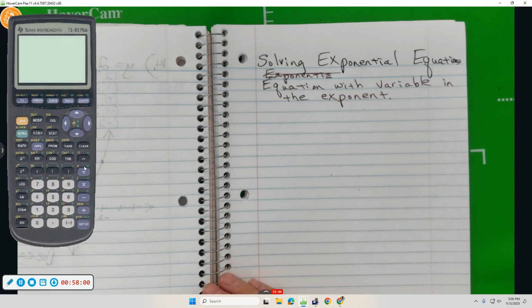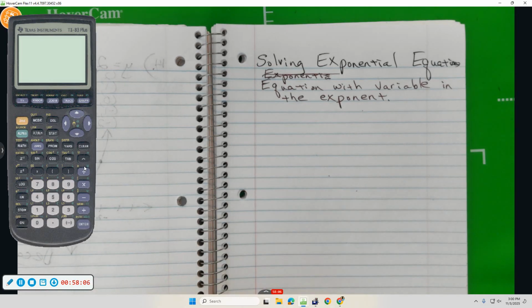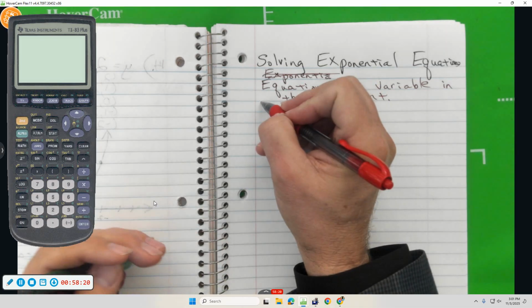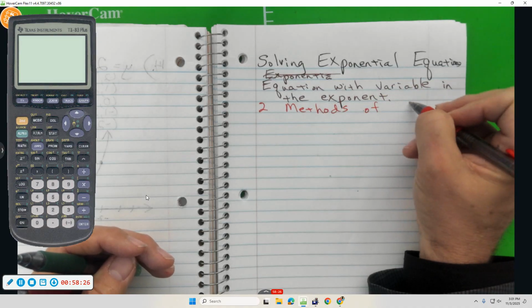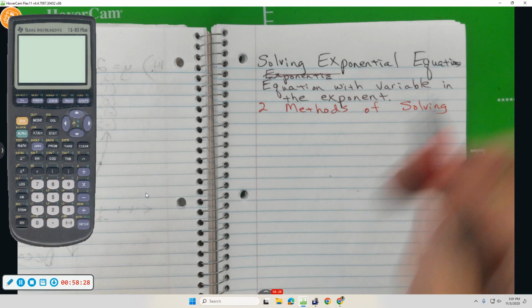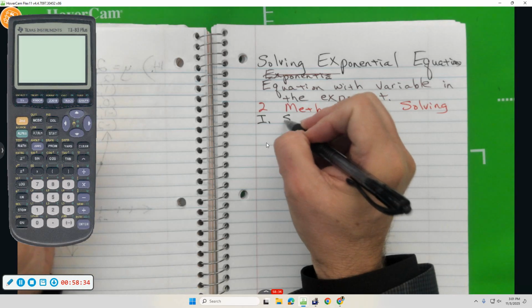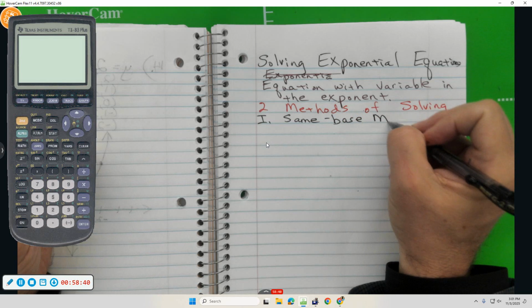There are two generally accepted methods for solving exponential equations: the same base method and the logarithm method. We haven't seen logarithms yet, so we're not going to look at that. We'll look at the logarithm method next week. Right now, we have two methods of solving. The first one is the same base method, and that's what we're doing today.